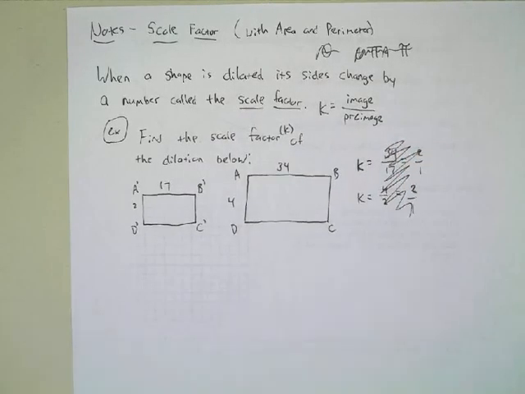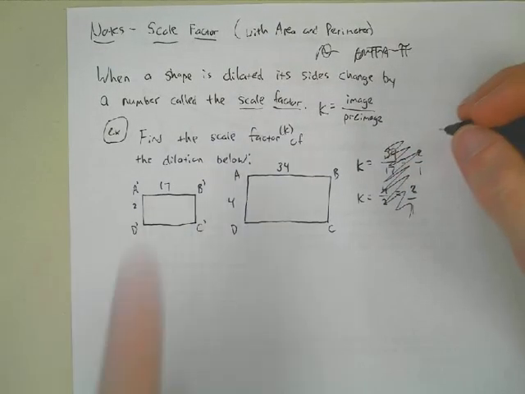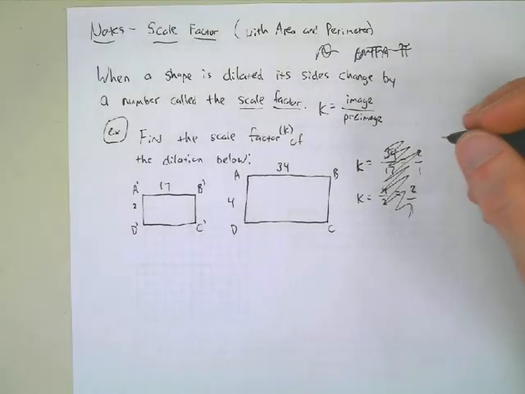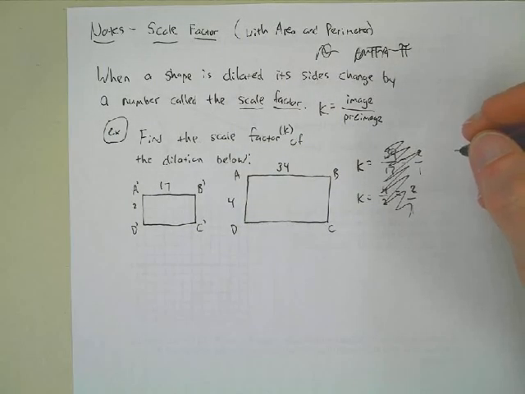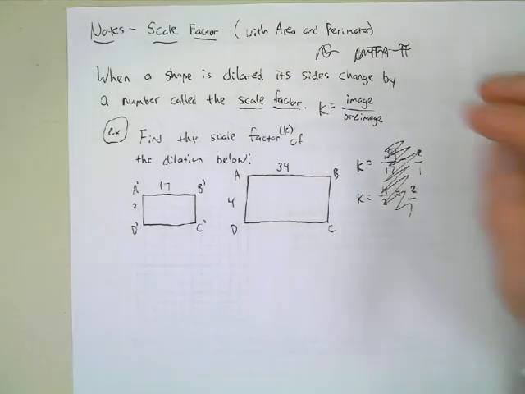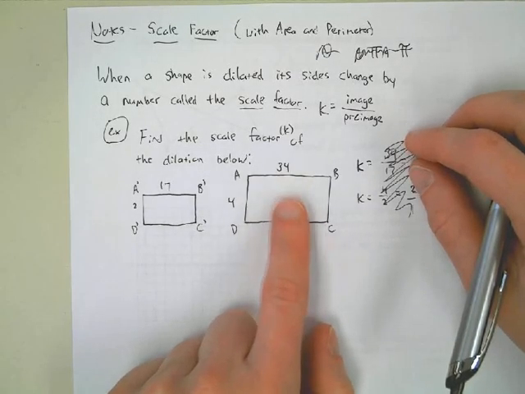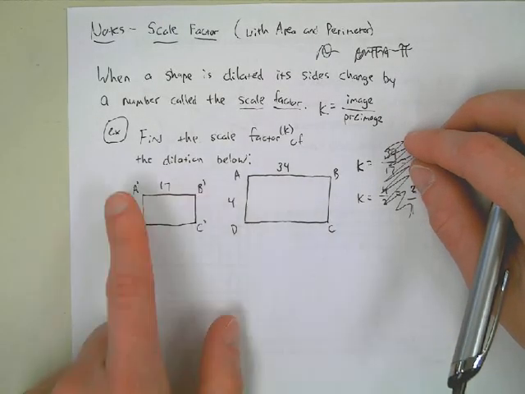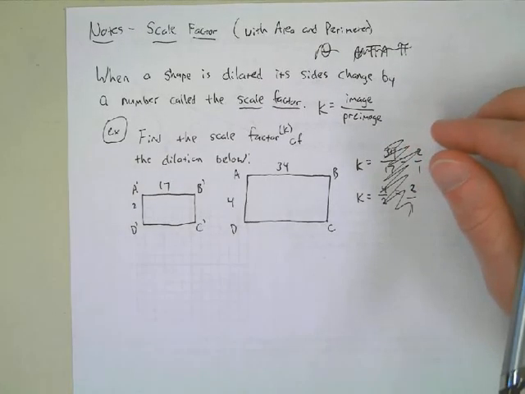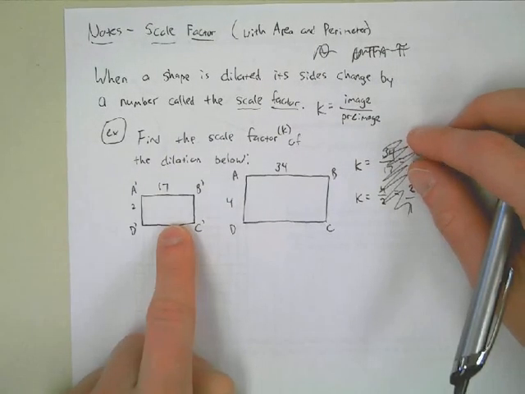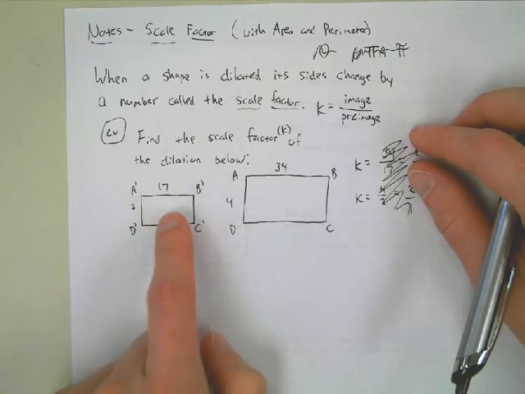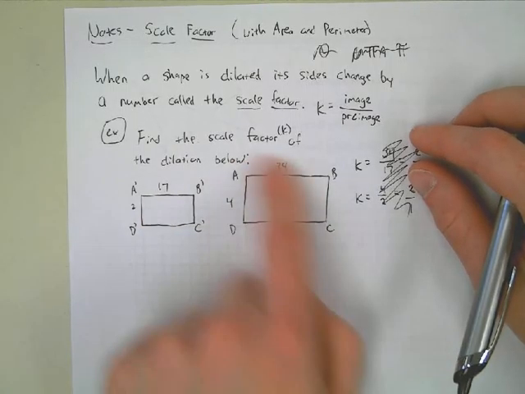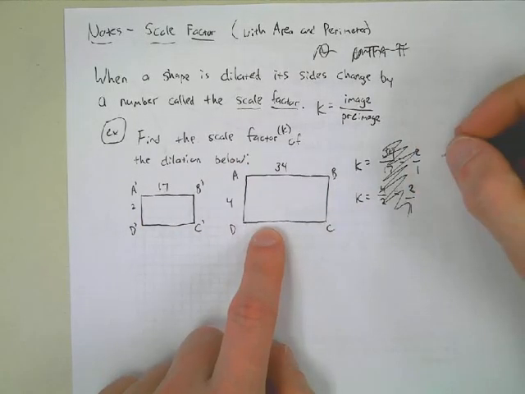I apologize. Image over pre-image, right? So what's the measurement from the image, Justin? The image, yeah, 34. How do you know this is the image? Because the other one is prime. The primes means it's been transformed. So this is the image. That's the original. Image has the primes. Original does not have primes. So, image is the original. Or no, pre-image is the original.